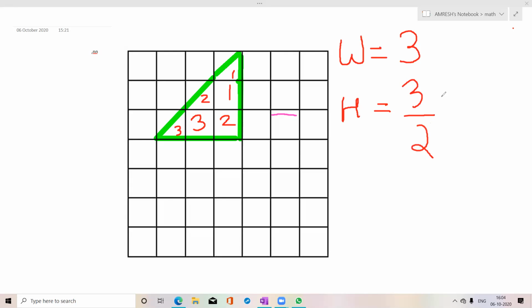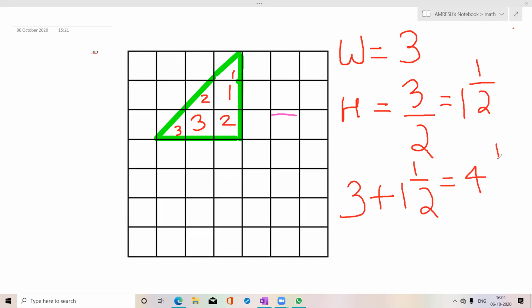This is the improper fraction. If I convert into a mixed fraction, then it will be 1 whole 1 by 2. Just add it. 3 plus 1 whole 1 by 2. I hope you know addition of fraction. The answer is 4 whole 1 by 2. And this is the area. 4 whole 1 by 2 square kilometers. I hope that is clear.